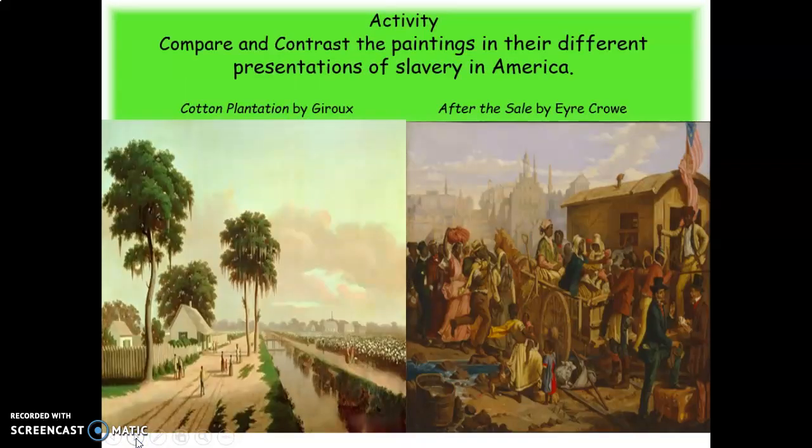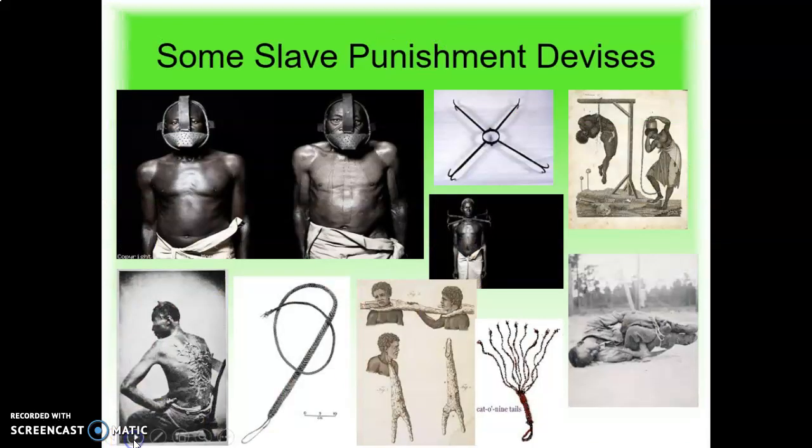So this is an activity. You can look at it, and guys, I think we're going to do this in class as well, or we may not do it, but you just look and tell me the differences between these two pictures. So here's some punishment devices. Pretty brutal, some of them. This gentleman, look at his back. I mean, horrible.